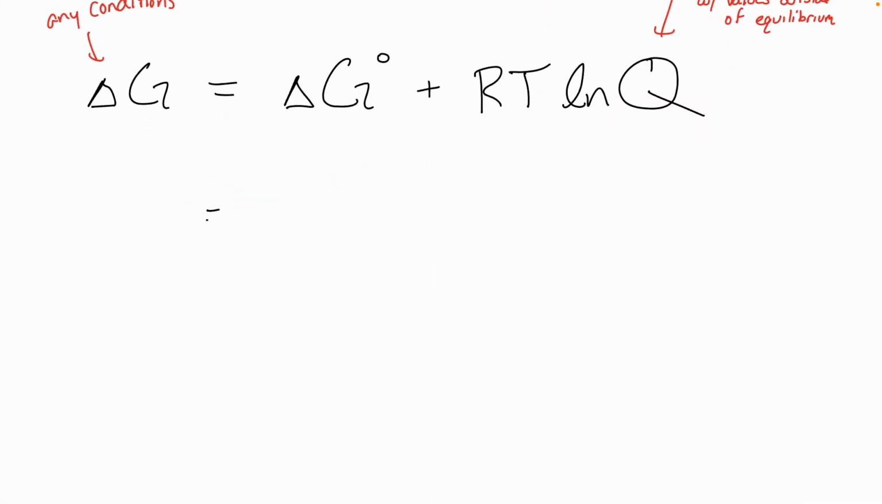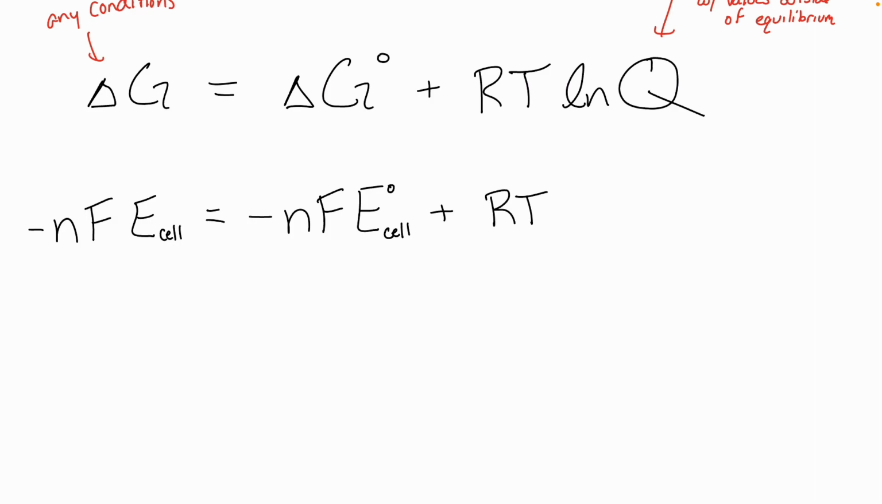Remember that delta G naught is equal to negative NF E naught of our cell. All right, and so if we have delta G, we're going to have an analogous sort of equation here: negative NF E cell, without the naught. And then we still have that natural log of Q, which allows us to enter any conditions outside of standard state.